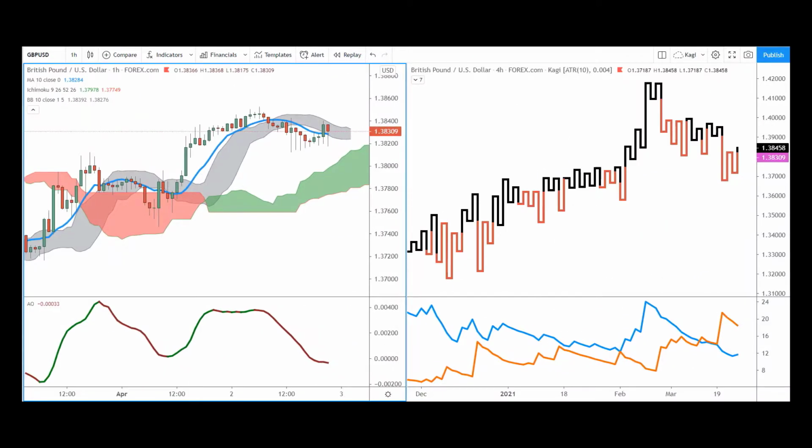It's a pretty similar example to our multi-time frame Kagi approach. Here we've got the GBP USD currency pair. On the left, 1 hour candlestick. On the right, 4 hour Kagi chart, 1080R setting. Now, again, we would start on the right hand side, use the Kagi as maybe the trend filter. Currently, it's gone from red to black.